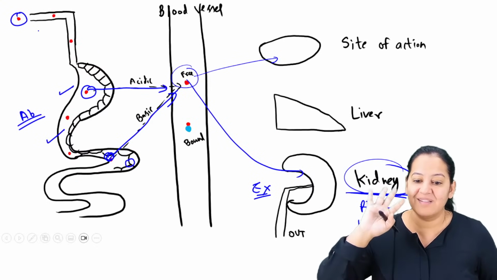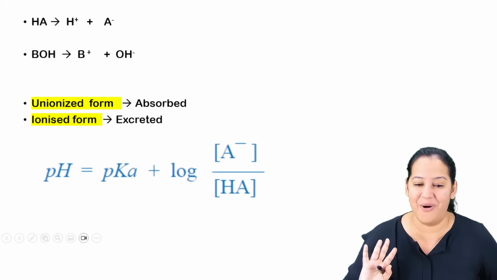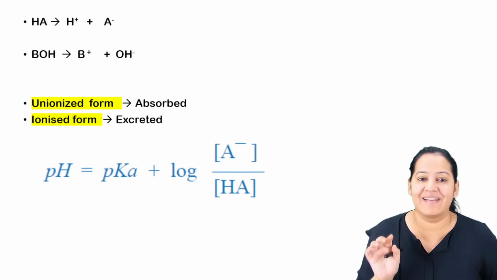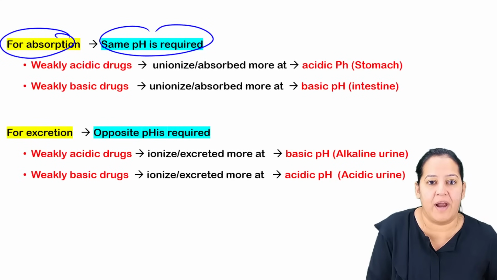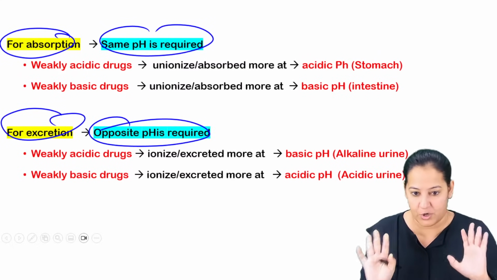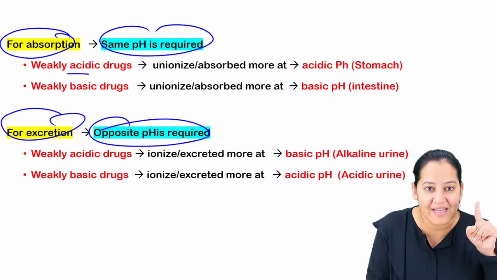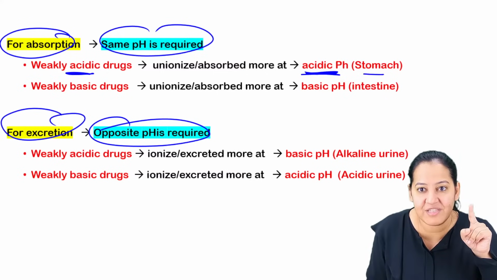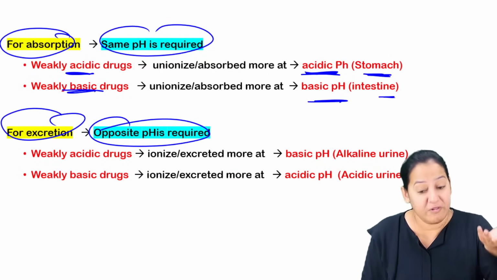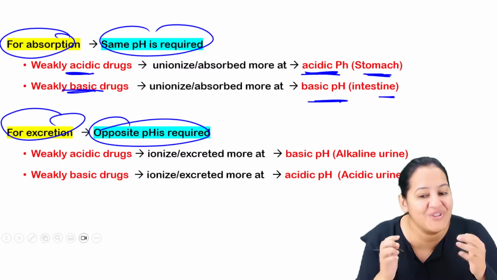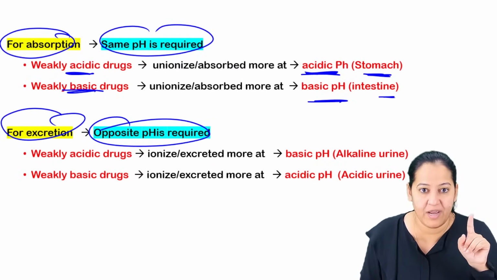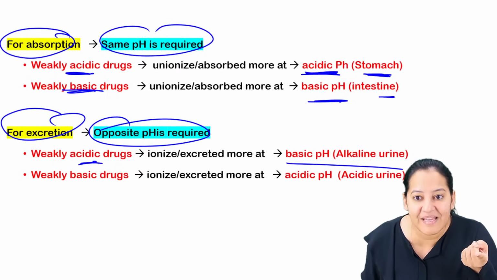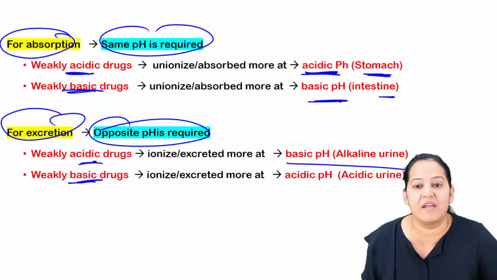You got the concept. This is the master diagram in which I will explain all the concepts in pharmacokinetics and dynamics. So first understand, for absorption, the same pH is required, and for excretion, opposite pH is required. Acidic drugs are absorbed in acidic pH, that is the stomach, and basic drugs are absorbed in basic pH, that is the intestine. But for excretion, both of them are excreted from the kidney, in urine. But the urine pH is opposite. Acidic drugs are excreted in basic urine, and basic drugs are excreted in acidic urine.